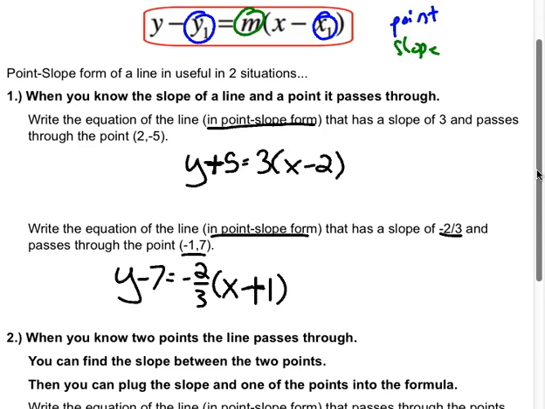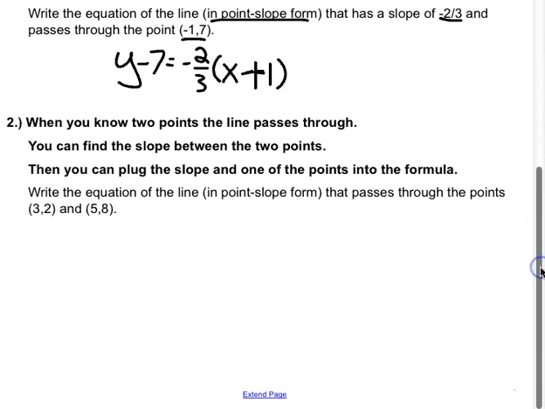Pretty basic. Now the other thing to keep in mind though is there's another situation where it's handy to use point slope form, okay? And that's when you're given 2 points. Now if I'm given 2 points, that only gives me half of what I need. I have the point, but I don't have the slope. Well, you don't have the slope given to you, but you can actually find it. So when you're given 2 points, the key is that you can find the slope.